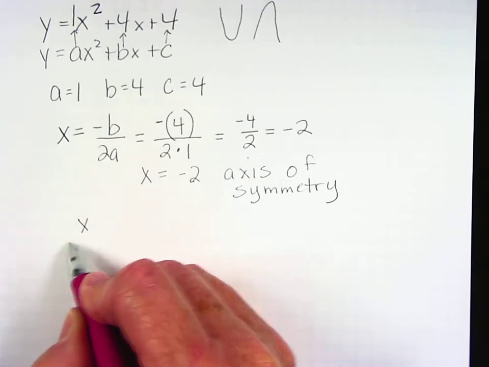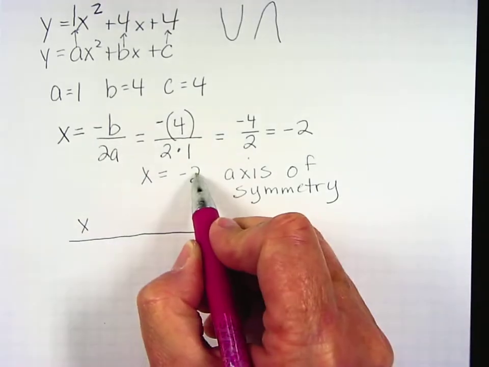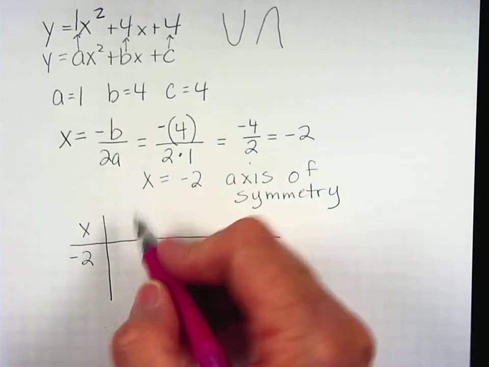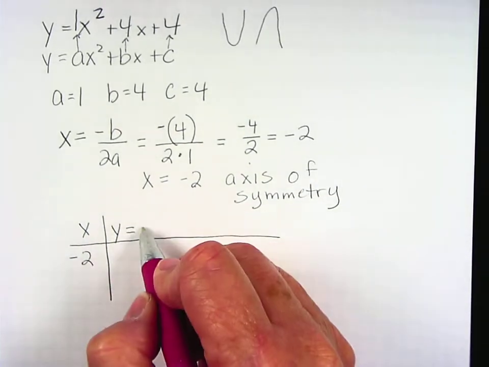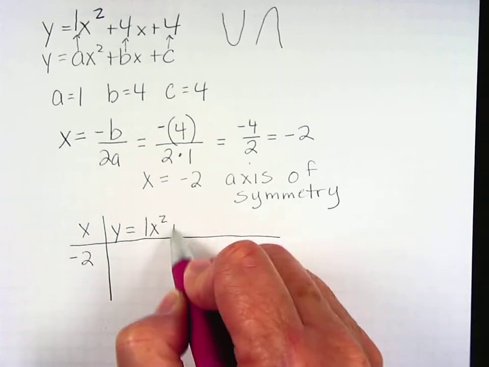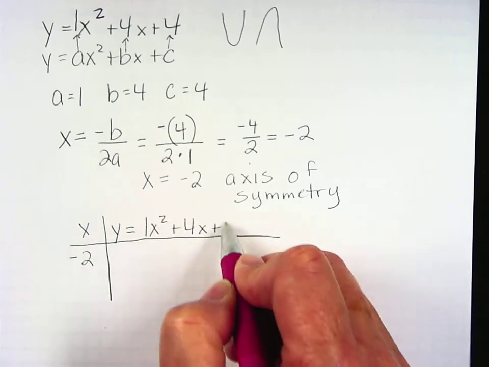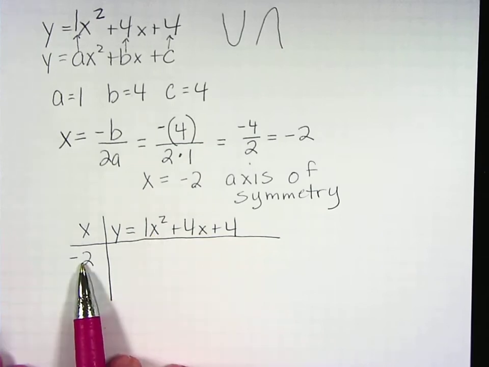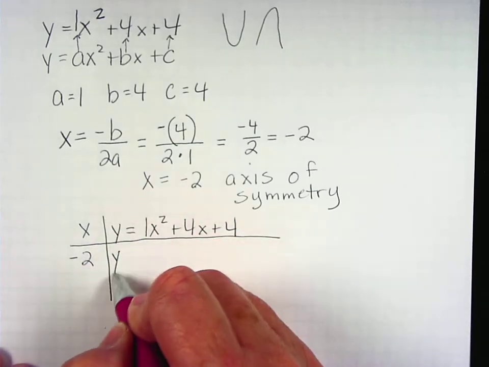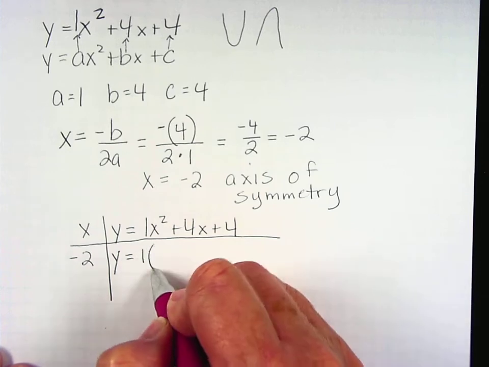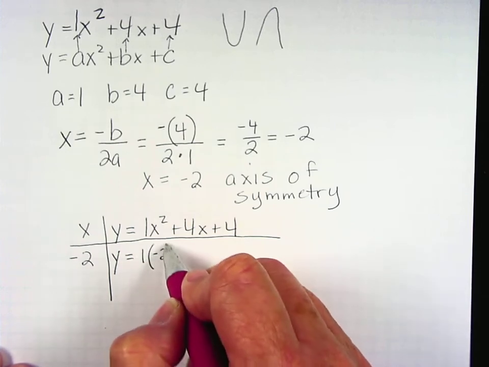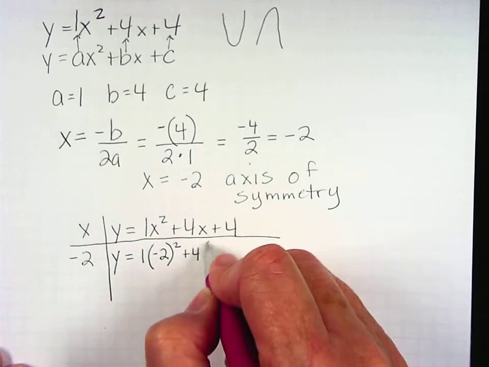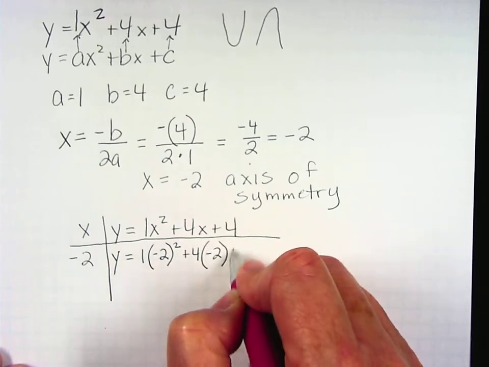So what I'm going to do is take the x value of my axis of symmetry, which is negative 2, and I'm going to plug it into my equation. y equals 1x squared plus 4x plus 4. So everywhere I see an x, I'm going to replace it with a negative 2. So I have y equals 1 times negative 2 squared plus 4 times negative 2 plus 4.